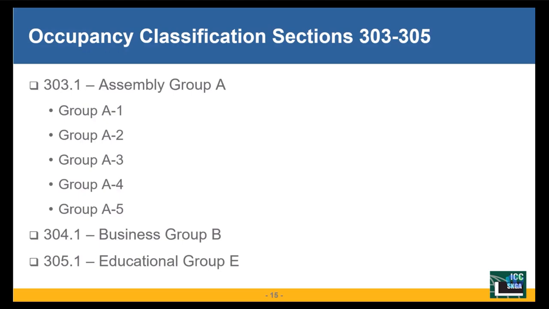And that's significant because if you classify it as assembly Group A, and the main occupancy is Group E, then you have to address occupancy separation. Whereas the code allows you, as long as it's part of the main use, a school auditorium, to make it part of Group E. So it will be classified as Group E.